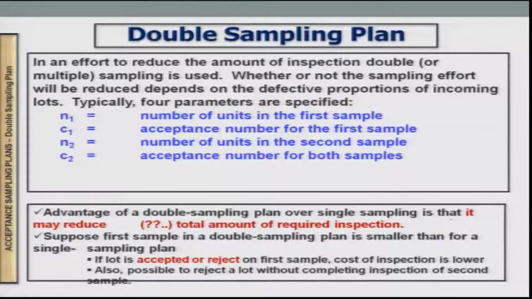So, the advantage of double sampling plans over single sampling is that it may reduce, which we do not know, but technically in the sequential sampling plan where you go through different multi-stage methodologies, the total amount required for inspection is low, which would have a positive effect on the total cost structure. Suppose the first sample in a double sampling plan is smaller than for the single sampling plan. So, obviously, it would mean that the overall cost structure is being affected, but that may compromise on the overall total quality. So, if a lot is accepted or rejected on the first sample, the cost of inspection is lower. Also, it is possible to reject a lot without completing the inspection of the second sample.